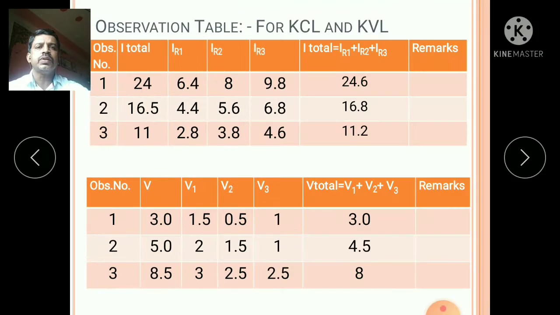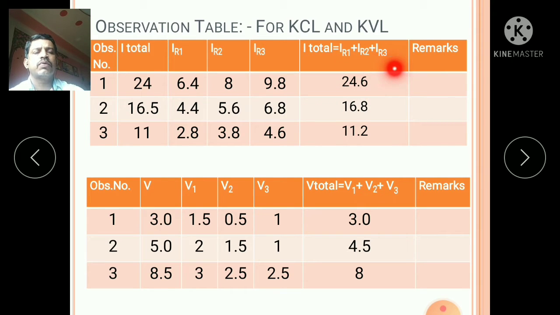Okay. So here is the observation table for KCL and KVL. Here I total is the total current, and IR1, IR2, IR3 are the different currents across the three resistances R1, R2, R3. So here we consider the total current, and the currents across IR1, IR2, IR3, and if we add these three currents, it is approximately equal to I total.